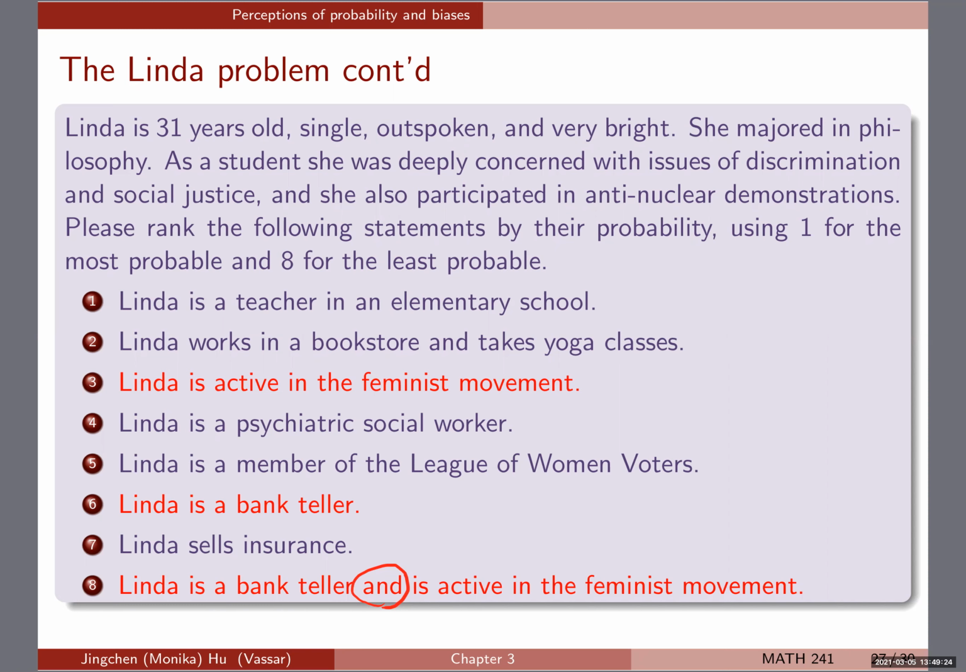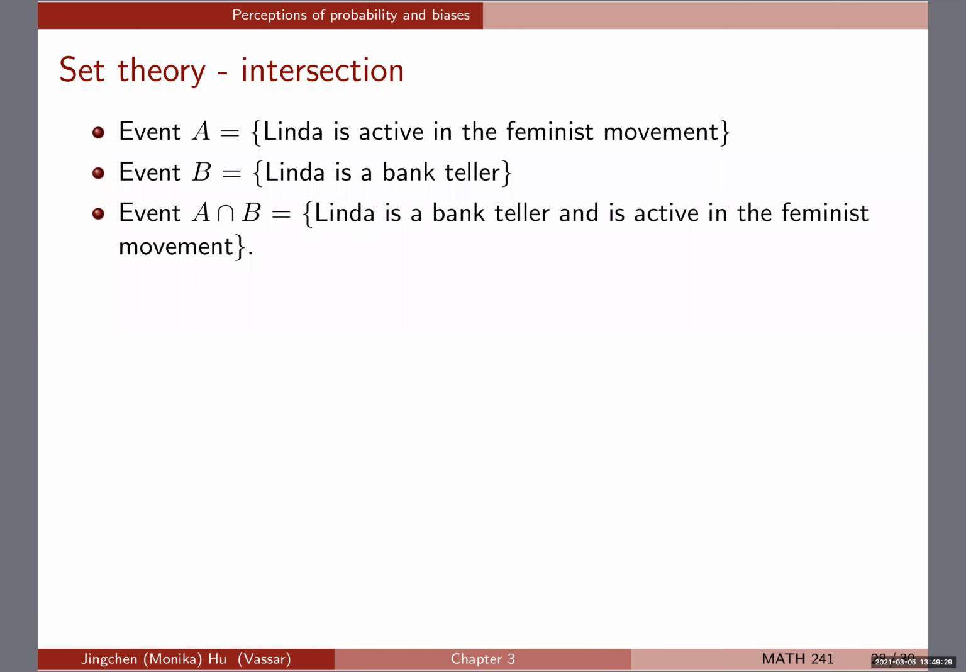Based on what we have learned so far in this chapter, if I define event A to be Linda is active in the feminist movement, and event B is that Linda is a bank teller, then one of the choices that we showed earlier, Linda is a bank teller and is active in the feminist movement, is in fact the intersection of A and B. Because of that, we know that the probability of the intersection of 2 events cannot be greater than any of the marginals.